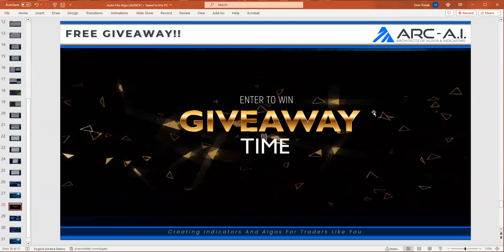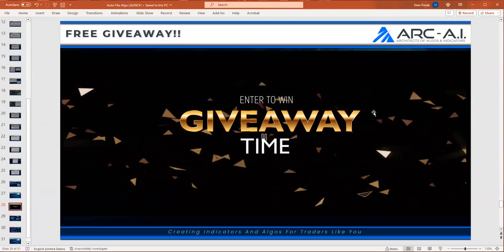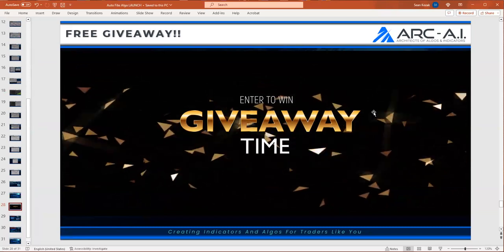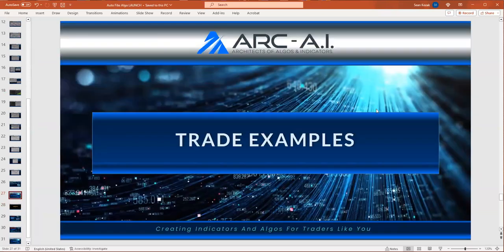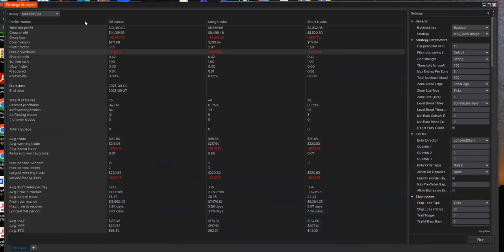I try my best to keep it simple. I think a lot of people overcomplicate the algos when they don't need to be. If you go into what I'm trying to show you here with regards to the fibs, well, let me show you an example.